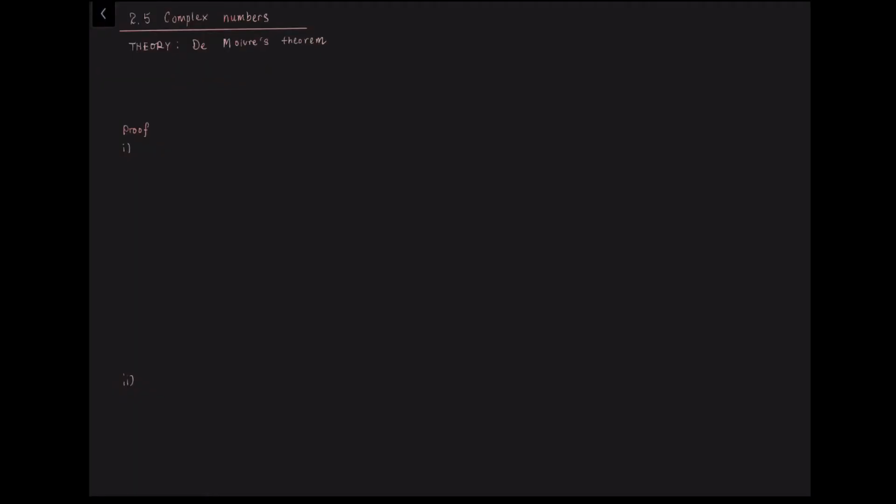Hi everyone, today we are going to learn about complex numbers. So let's first start with De Moivre's Theorem. De Moivre's Theorem states that when n is a rational number, (cos theta + i sin theta)^n equals cos n theta + i sin n theta.